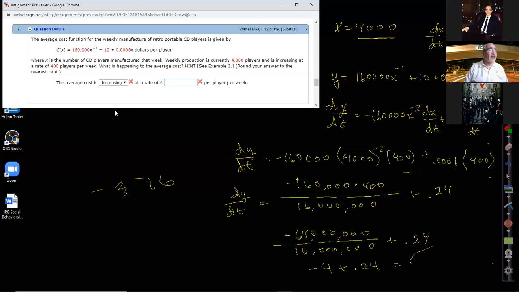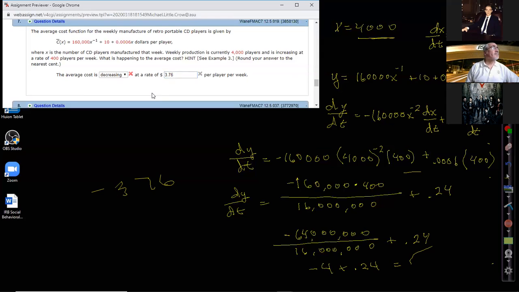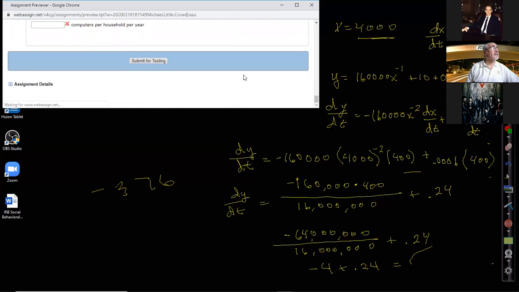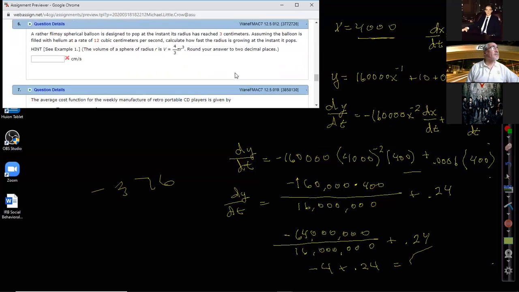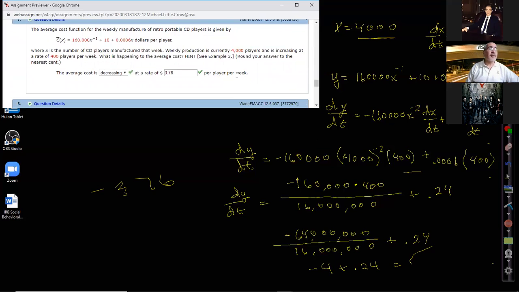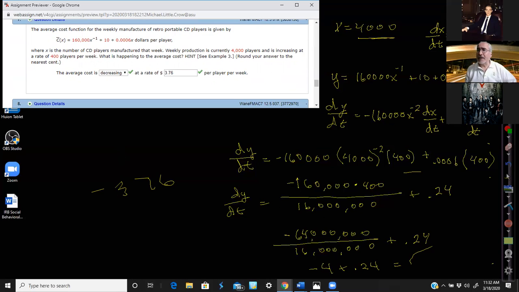And it's decreasing at what is the average cost of $3.76 per player per week. I guess so. It worked out. After doing all that kind of work, it's always nice to have it work out. Any questions on that? And thanks for catching those 3 zeros. That would have really been a terrible mistake.